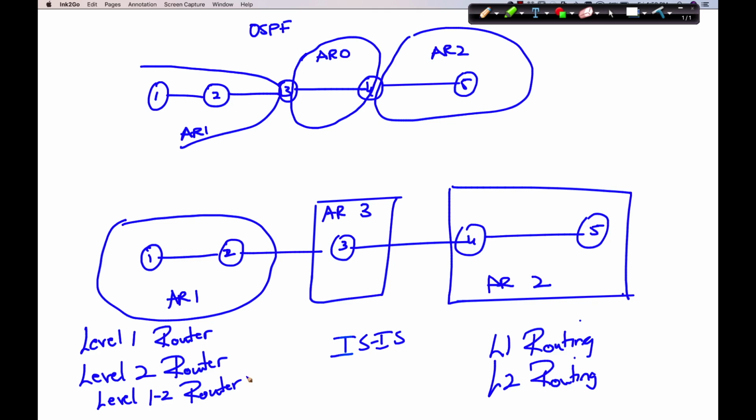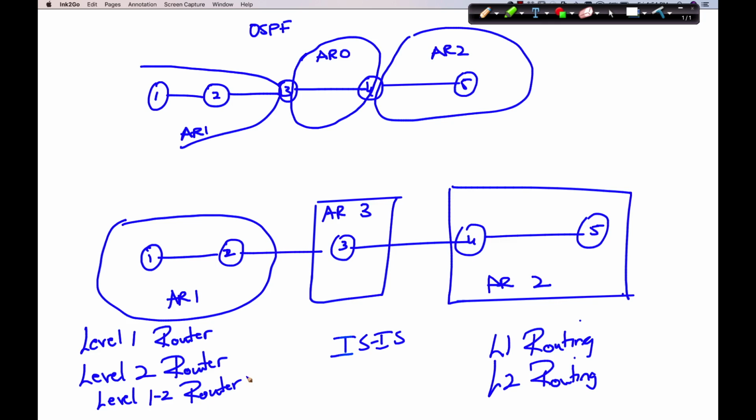Level 2 routers only maintain the level 2 database. So they would maintain inter-area routes. They would have even intra-area routes. Now you may think, what do you mean by intra-area routes? I thought level 2 was just for inter-area. No. The level 2 database can also maintain information about intra-area. However, those intra-area routes would not be seen as level 1, they would be seen as level 2, even though they are in the same area.